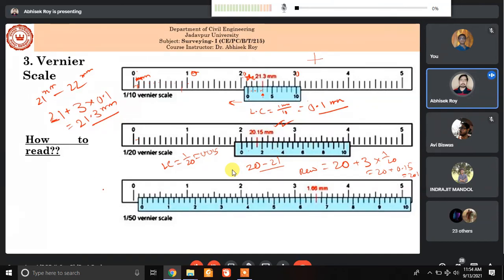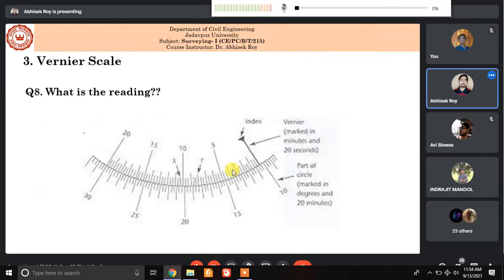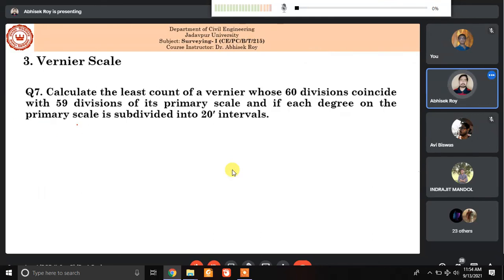You can practice this with this one also. I am not going to discuss this part. Now let us discuss this part. What we did with the linear scale can also be done in angular measurements. Suppose in the main scale, in the angular measurements, you have a smallest division like this one. So this is 68 degree and this is 67 degree. So what is the smallest division?